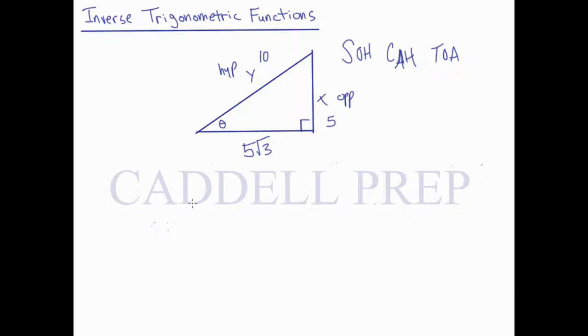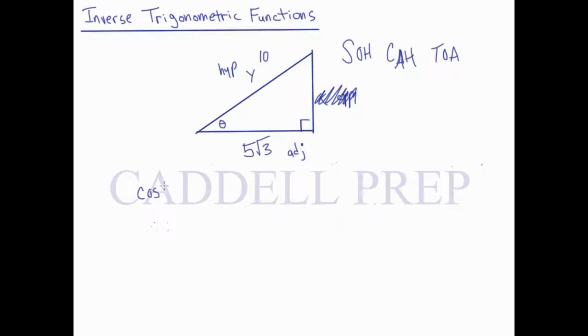So instead, if they didn't give us the opposite side, if they gave us that this side is 5 radical 3, well, first of all, this is the adjacent side. So we're still looking for the angle theta. Okay, we don't care about the opposite anymore. We have the adjacent side and the hypotenuse, so we should use cosine.